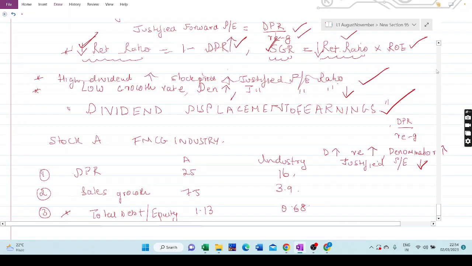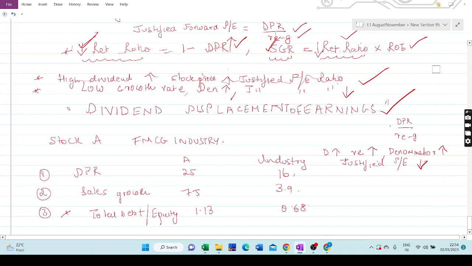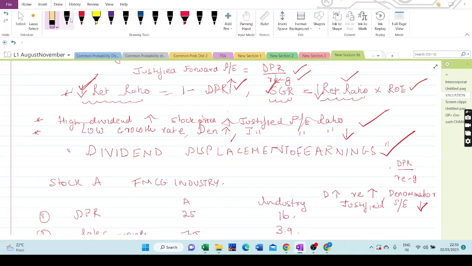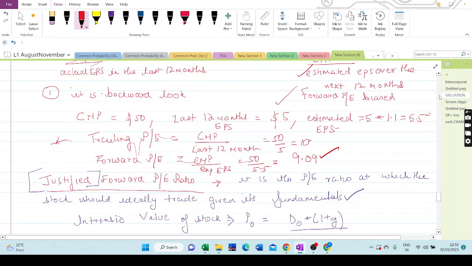If debt in the company's capital structure is high, then the risk to equity shareholders would be high. If the risk to equity shareholders is high, they would require a higher return to invest in the company's equity. So the cost of equity, RE, would be high. If RE is high, then the denominator of the justified P/E ratio would be high. If the denominator is high, then the justified P/E ratio would be low. So total debt to equity suggests that the company's justified P/E should be low. Right, guys? Are we good? Any doubts?